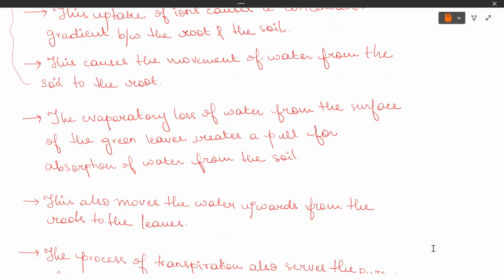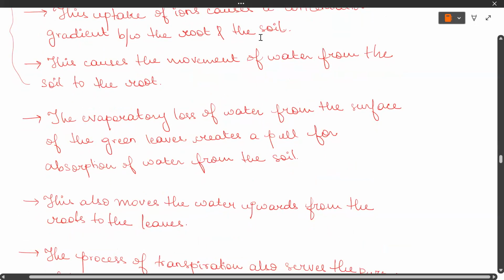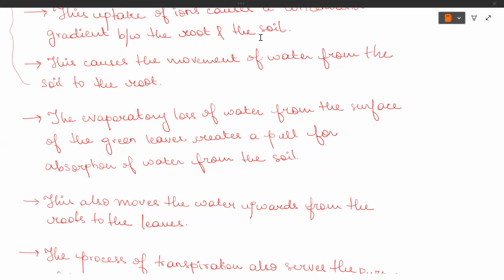So by the process of transpiration, the water is being lost from the plant surface. So if water is being lost, then the roots would be required to absorb more water. So they'll take water from soil, right? Yes, they'll take it from the soil.